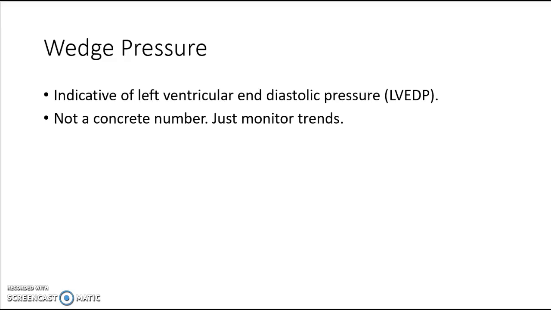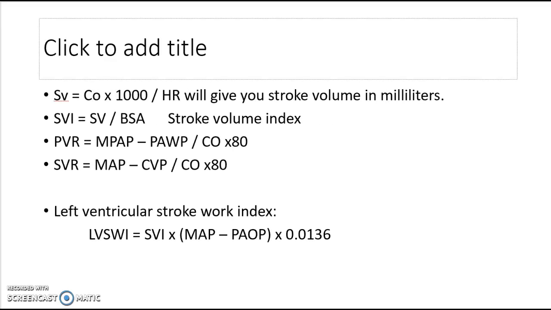Wedge pressure is indicative of left ventricular end diastolic pressure, and therefore is a measure of left ventricular preload. This number is affected by compliance, intrathoracic pressure, and catheter position. It's best to use this number to monitor changes, not as a concrete number. So you don't say, oh, it's high or it's low or whatever. Well, you could, but really you're just monitoring it over time. So a low reading would indicate it's low compared to earlier in the day or earlier in the shift or whatever.